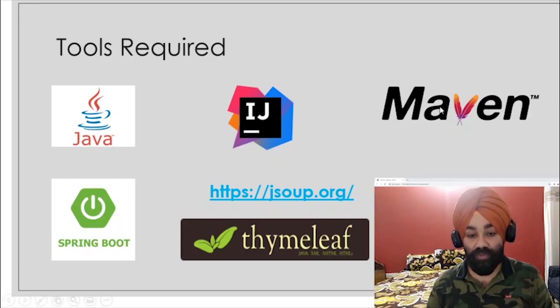Then we'll be using Maven as our build tool, and again, it helps us manage all our dependencies and build our code. And we'll be using JSoup, which is our Java-based library for web scraping. And we'll be using ThymeLeaf, which is basically a Spring-based templating library.